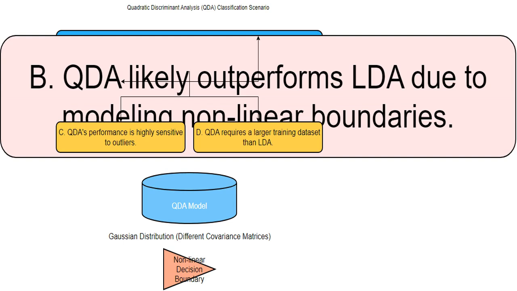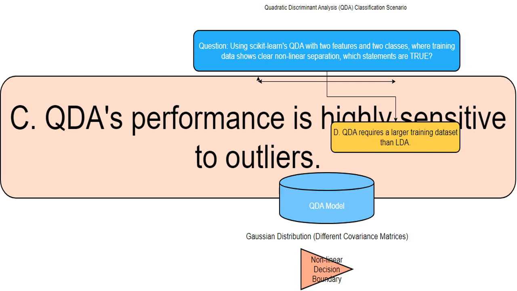Statement B is true due to the nonlinear boundary feature of QDA. Because the data is not linearly separable, a curve, not a straight line, is needed to separate the classes. QDA's ability to model these curved boundaries leads to better performance than LDA, which can only create straight line boundaries. Statement C is true. Since QDA estimates separate covariance matrices for each class and outliers can influence the shape of these distributions, the model becomes sensitive to outliers. Even a few outliers can significantly skew those calculations.